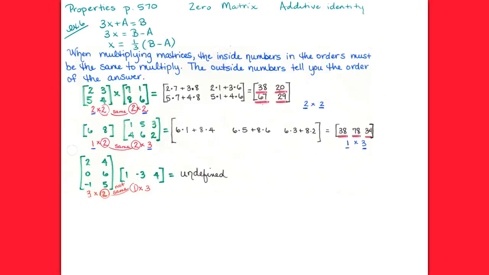So for that reason, the zero matrix is also your additive identity matrix. So two different names for the same thing there. The zero matrix is also the additive identity matrix. It is the identity for addition with matrices, because if you add it to a matrix with the same order, you'll get what you started from.